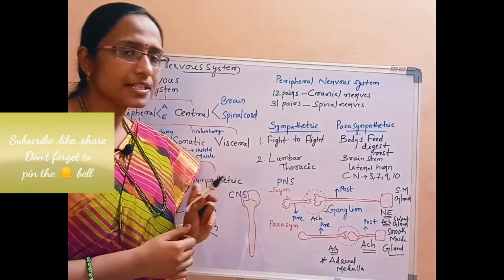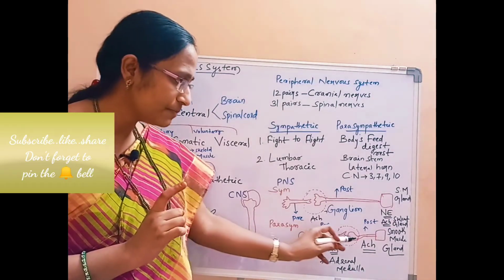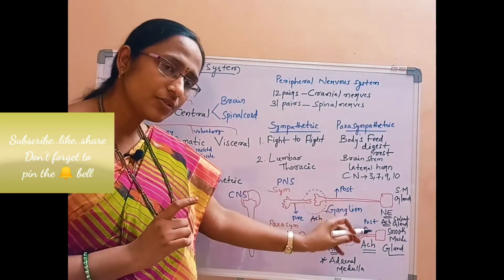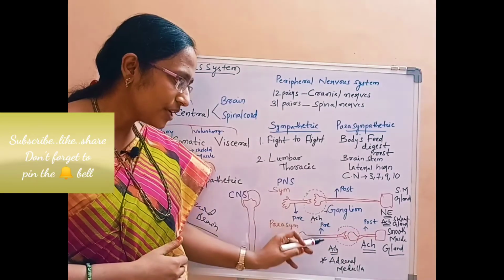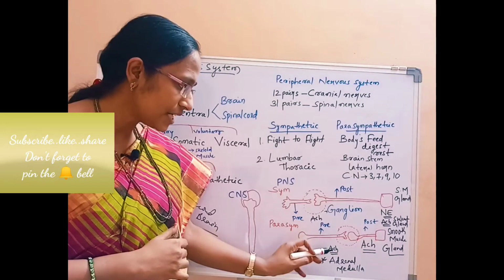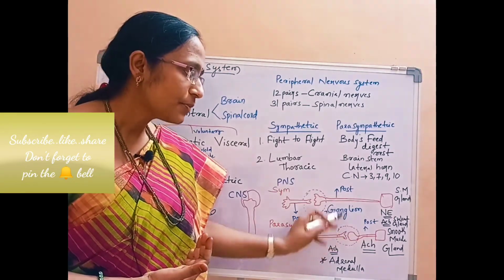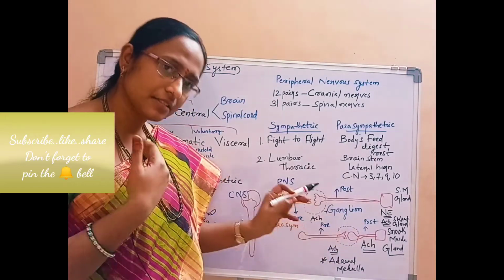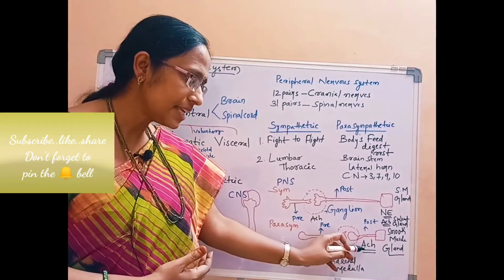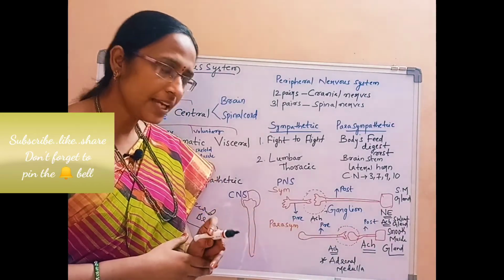Then coming to the parasympathetic. So in the parasympathetic also you have one neuron that is before the ganglia and another neuron that is after the ganglia. So here the preganglionic or presynaptic neuron also releases the neurotransmitter acetylcholine, as well as the postganglionic neuron also releases the neurotransmitter acetylcholine. In both the cases acetylcholine will be released.